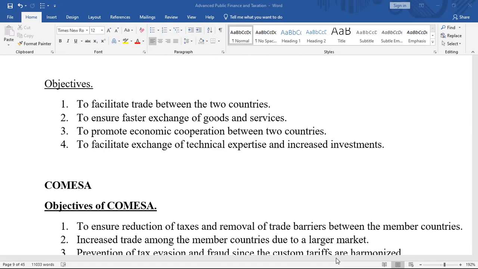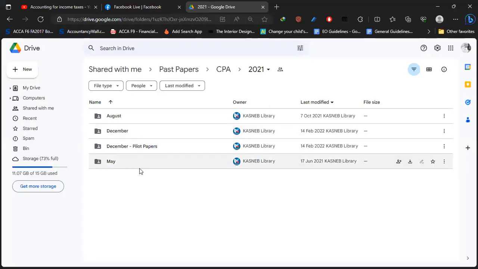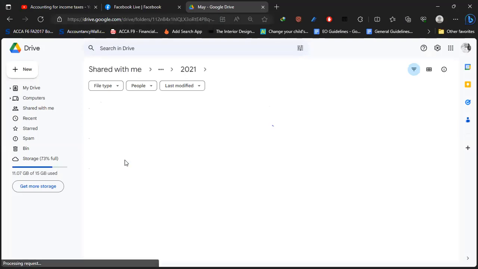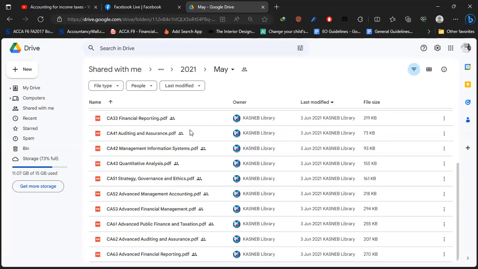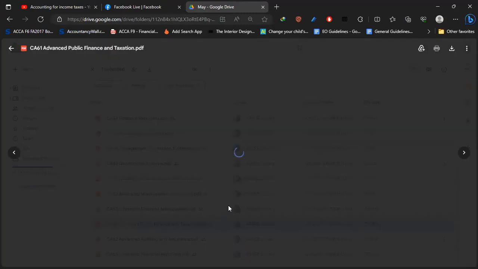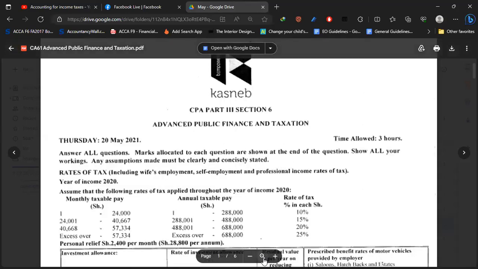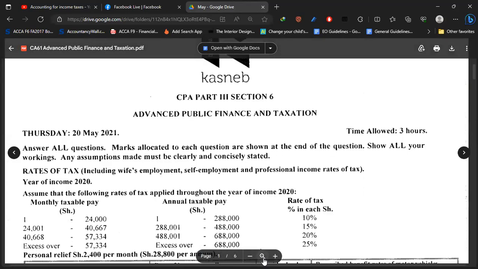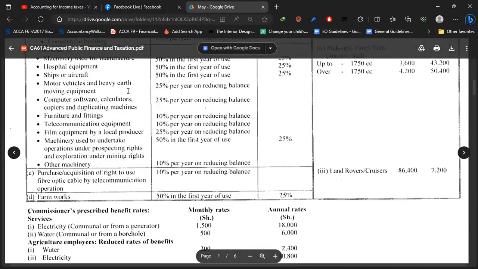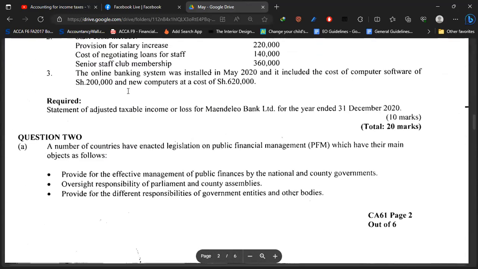Let me look at a question they tested in May 2021. There is a question there. For those that are doing AFM, today was a bad day. Sorry for that. Okay. Advanced financial, we are doing public finance and taxation. That is the name which it was called during those days. But today we are calling it advanced taxation. Very good. So I just want to do question 3C from this paper.